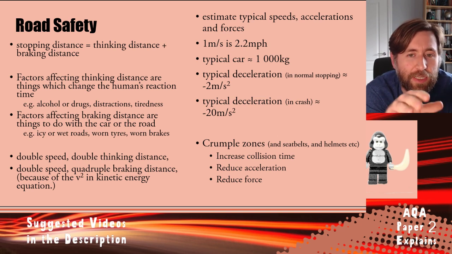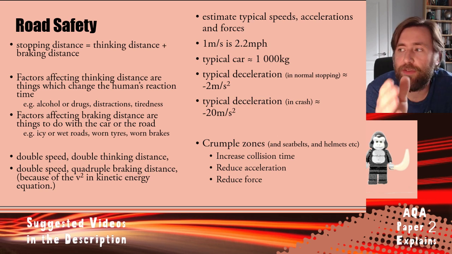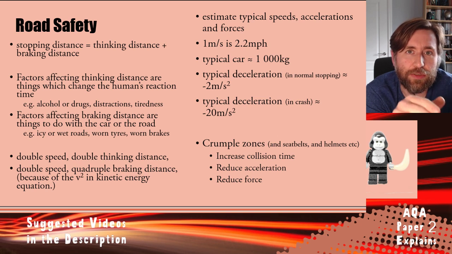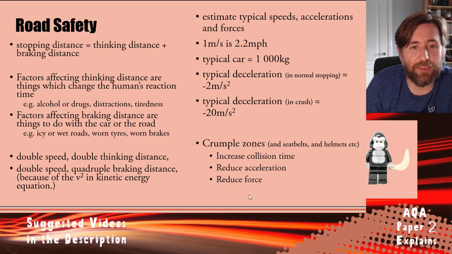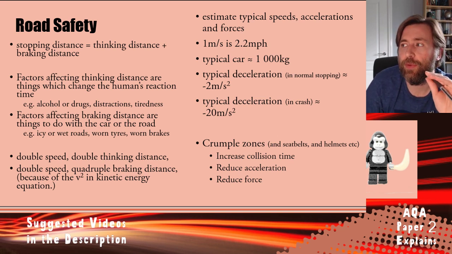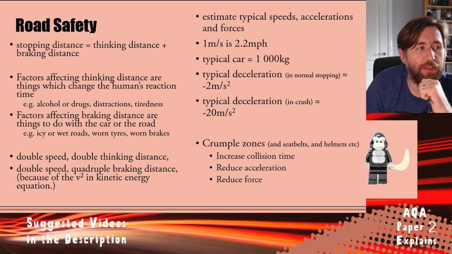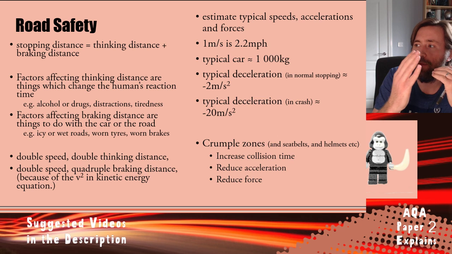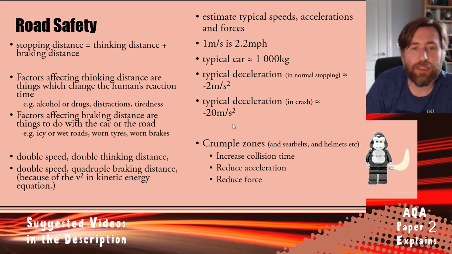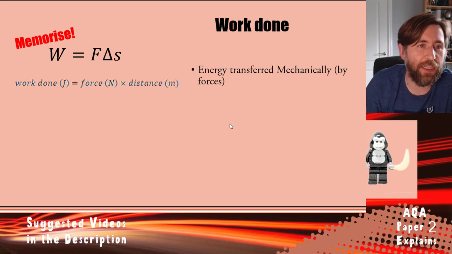Okay, now crumple zones and seatbelts and helmets, all safety features in cars, really increase the collision time, so therefore reduce the acceleration, therefore reduce the force on the people inside the car, so there's less injuries. You can also talk about that lowers the rate of change of momentum, which is another way of saying Newton's second law, but we'll leave it with that. If you reduce the acceleration, we'll be happy about that. More time, basically. The crumple zone means the collision happens over more time, so the deceleration is lower, so the force is lower.